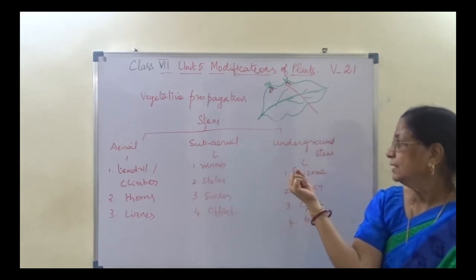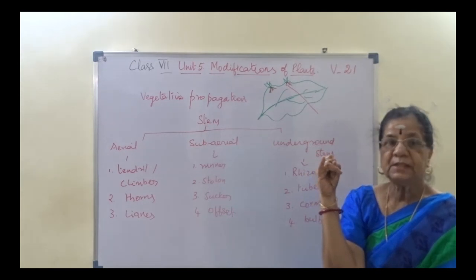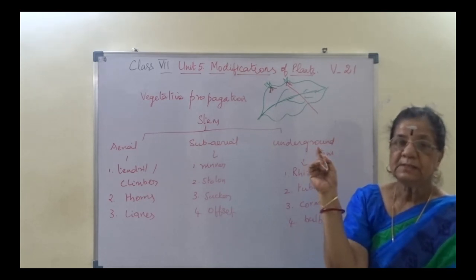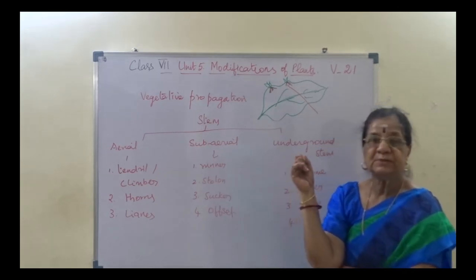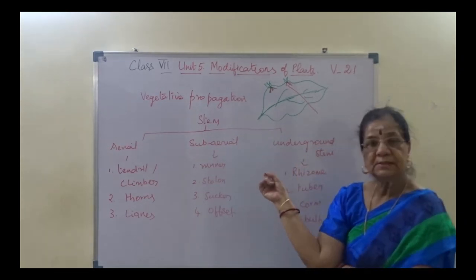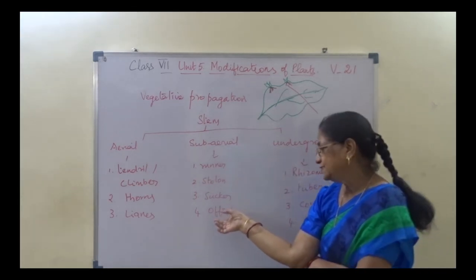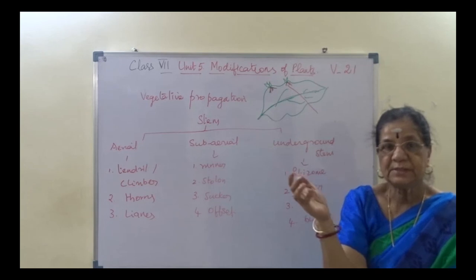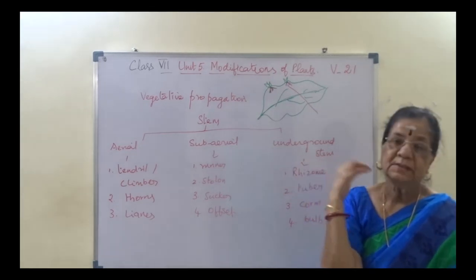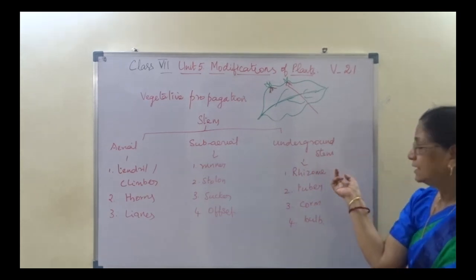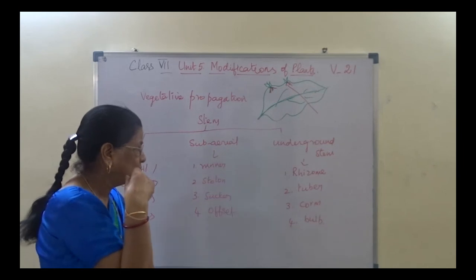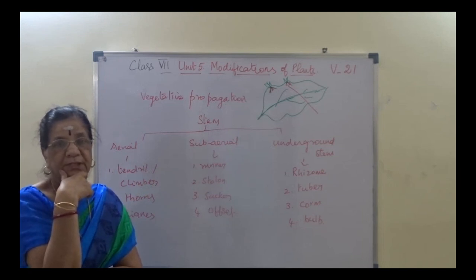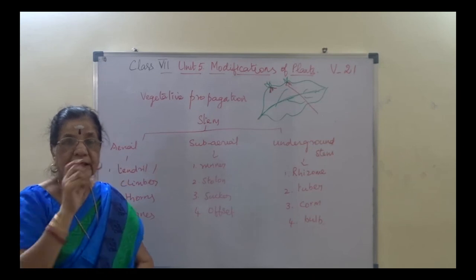I hope you understand. A runner, example Centella, otherwise Cynodon, arugampul. Then stolon is wild strawberry. Then sucker, it is chrysanthemum. And offset, example. Whereas rhizome, example ginger, then tuber, potato, corm, colocasia, and bulb. I hope you understand the flowchart with examples.